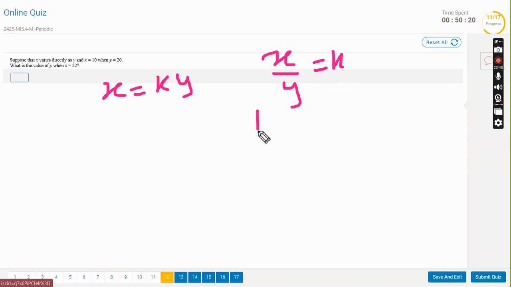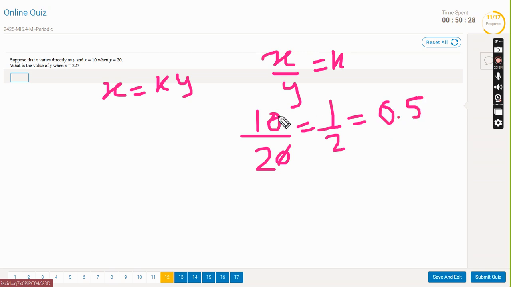Now I know my x is 10 and my y is 20. I'll be getting 1 over 2, which is 0.5. Now I can plug it in here and find out the equation. So x is going to be 22. Okay, again, keep it as a fraction if you want. This is your k, right? K is 1 over 2 or 0.5. So it will be times 2 over 1.